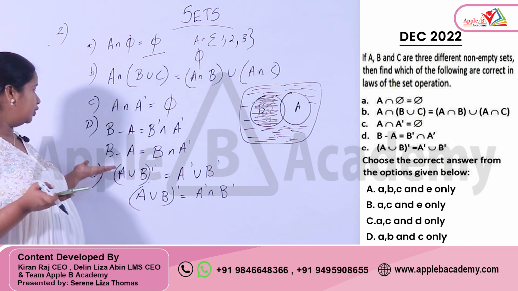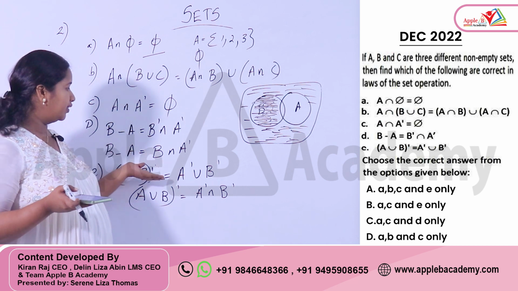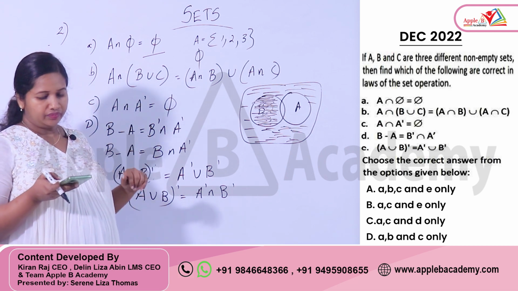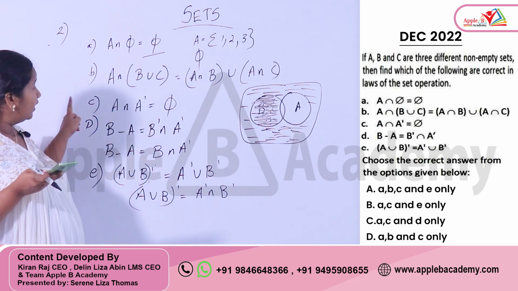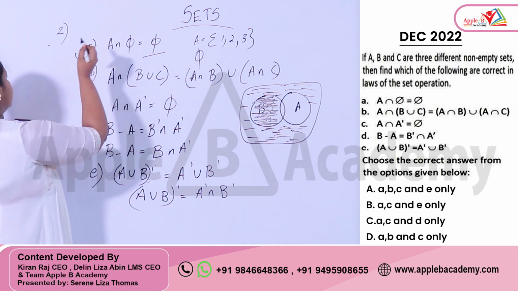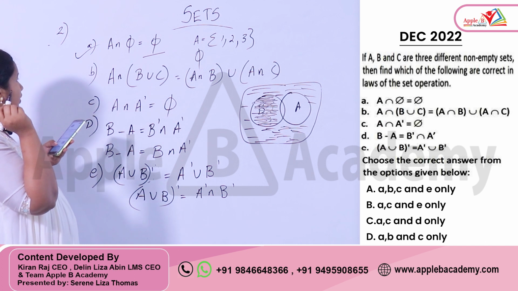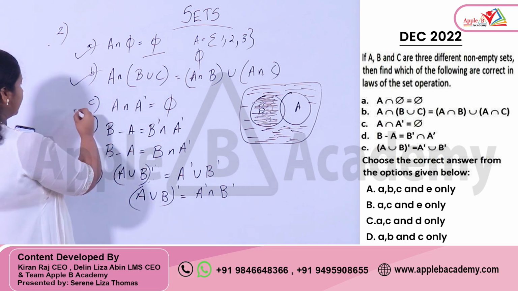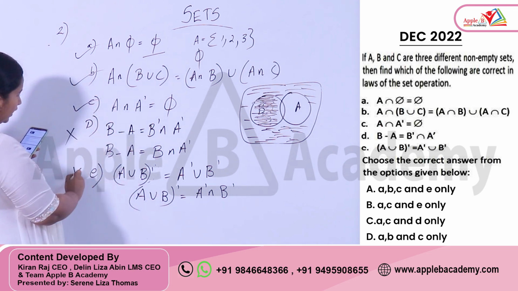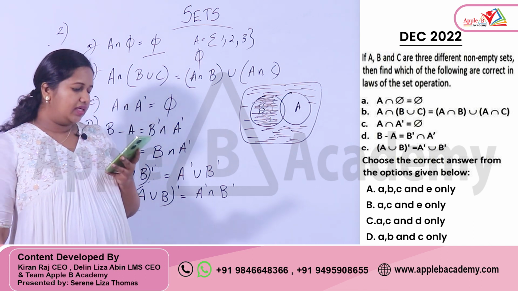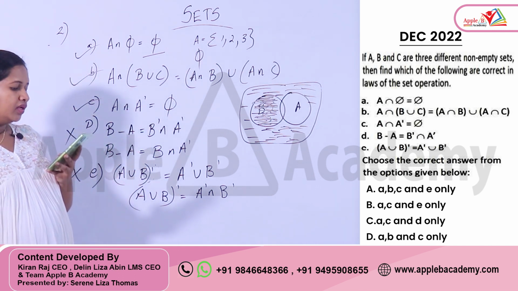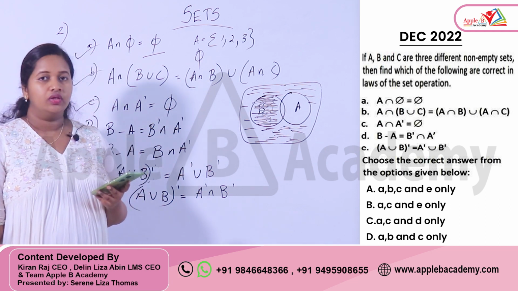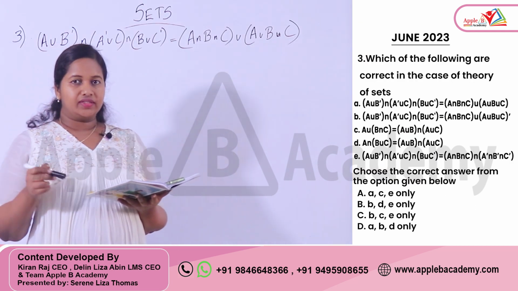You can just put some values for set A and set B and check whether this is correct or not. So this is the actual one. Here option A is correct, A intersection phi is equal to phi. Then option B is correct. Then option C, A intersection A complement, yes, that is also correct. D is wrong and E is also wrong. So the answer to which of the following are correct: A, B and C are correct and D and E are wrong. Clear? Now let's look at the next question.